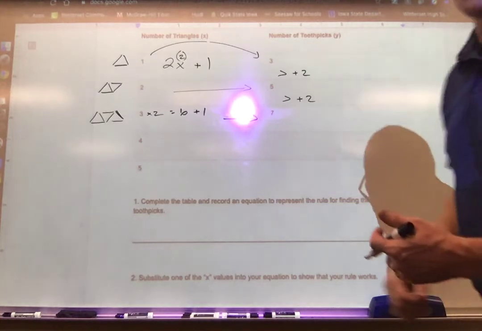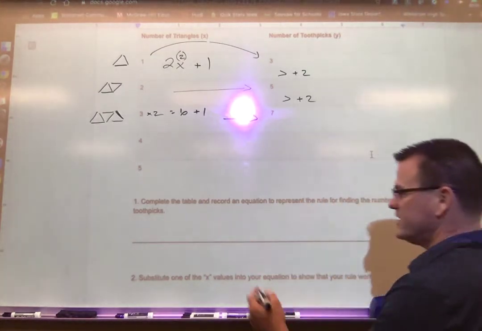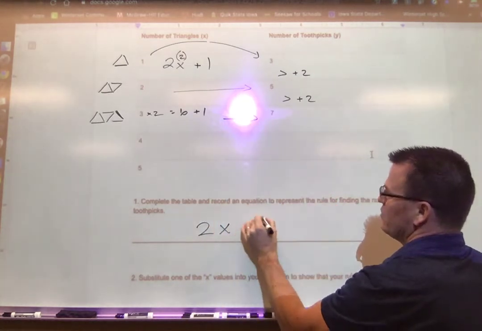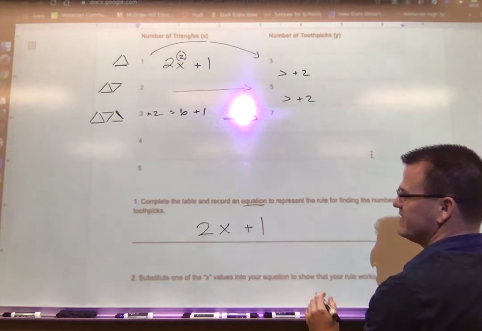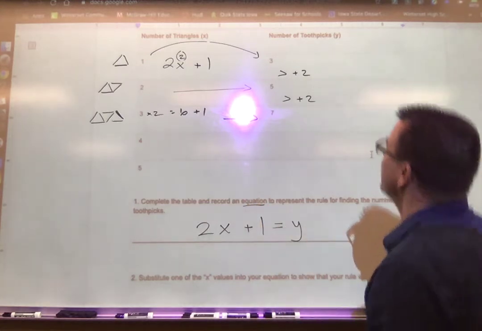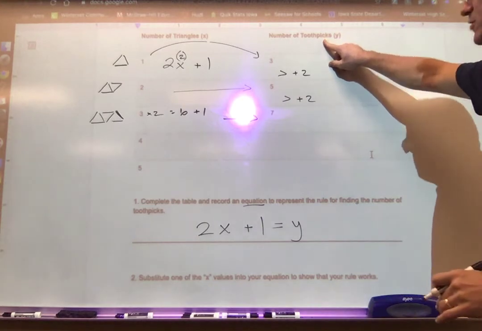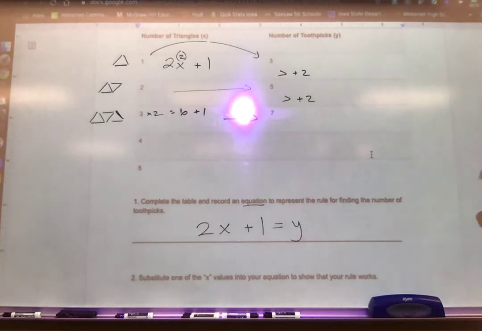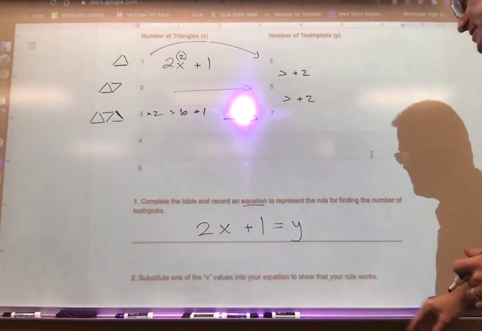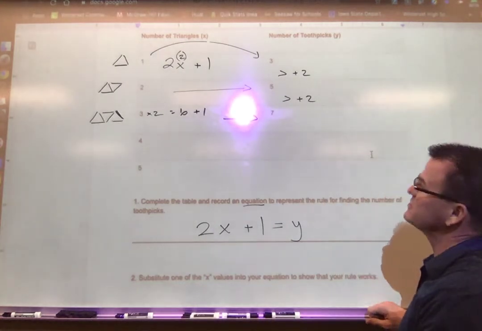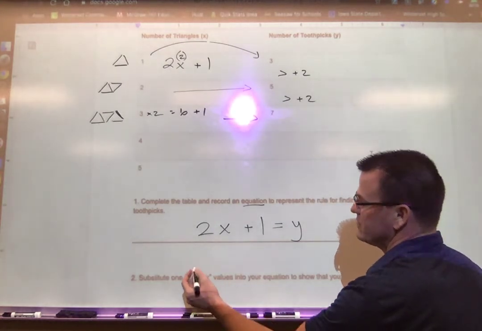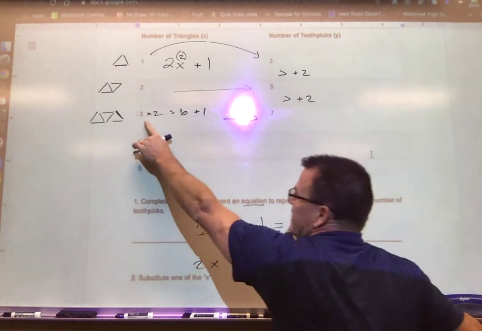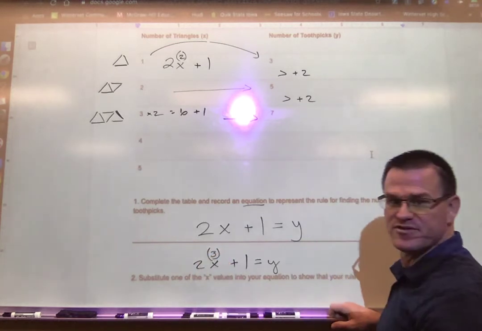Doubling and adding 1. So the equation I would say is 2 times x, because x represents the triangles, plus 1. An equation means we have to have an equal sign. That will always equal y, which we know represents the number of toothpicks. So if I double the triangles and add 1, I will come up with the number of toothpicks. It says to substitute one of your x values into your equation, which I've already done. But let's do that again here with 3. If I've got 2 times the quantity x plus 1 equals y, let's plug in x is 3 like we said up here. We can do that with parentheses.